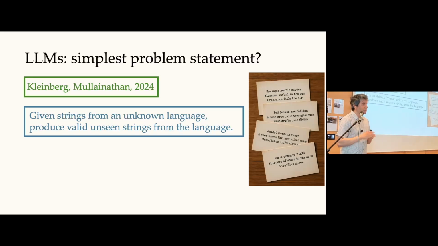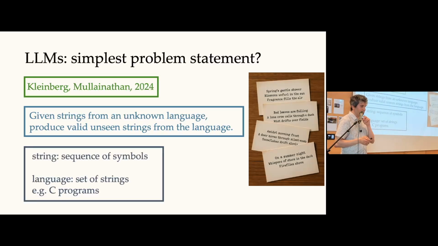They said, well, what LLMs are trying to do is solve the following problem. Given strings from an unknown language, their goal is to produce valid, unseen strings from the same language. Okay, so the LLM is this black box. You give it a whole bunch of strings from some language. Eventually, the LLM figures out what that language is and starts to produce valid, unseen strings from this language. I stripped out the probabilities, which are sort of extraneous to this problem statement. This is a much cleaner statement that maybe we can start thinking about and reasoning about.